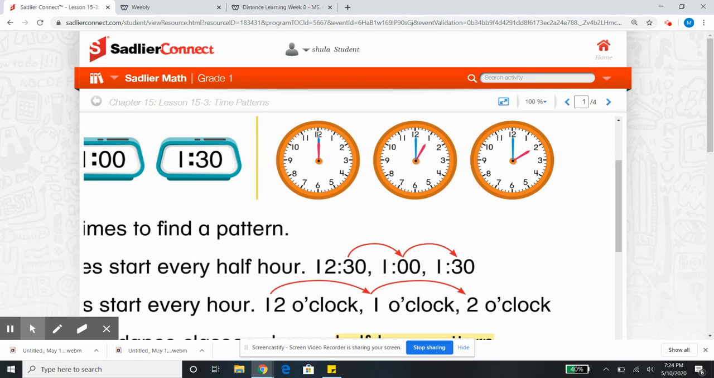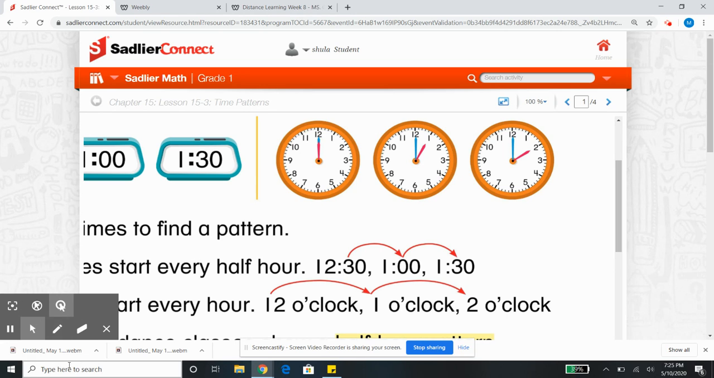Awesome. Let's look at the next time. I have it pointing directly to a number, so you don't have to look in between. Where is it pointing to? It's pointing to the 1. Awesome. And remember, whenever you see that minute hand on the 12, it's going to be 00. So this is going to say 1 o'clock. And then over here, we have 2 o'clock. Good. Okay, I have 12 o'clock, 1 o'clock, 2 o'clock.